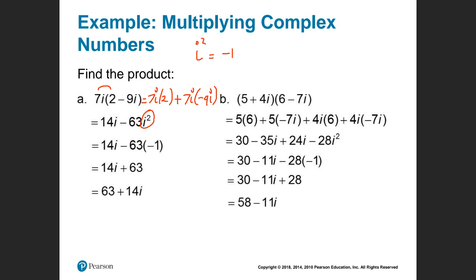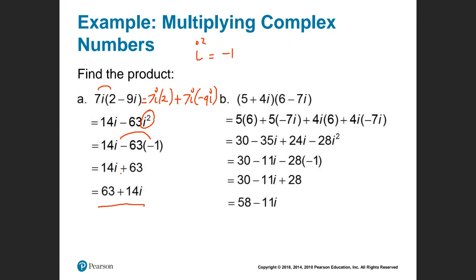14i minus 63 i squared, change i squared with negative 1. So 14i, and negative times negative is positive. 63 times 1 is 63. So the answer is 63 plus 14i. Now B.